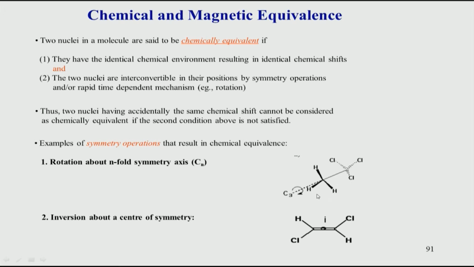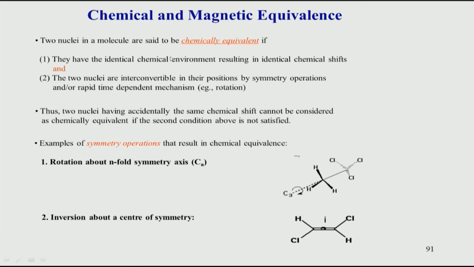One should distinguish here between two things. One is that two hydrogen atoms can accidentally, by chance, have the same chemical shift value. That does not mean they are chemically equivalent. When you say two hydrogen atoms are chemically equivalent, it means they have to satisfy both of these conditions, and that is why the word 'and' comes into the picture. They have to not only have the same chemical environment, at the same time they should be interconvertible in their positions by some kind of symmetry operation, such as a rotation around an axis or rotation around a bond and so on. Only when both of these conditions are satisfied, we consider that the two hydrogen atoms are chemically equivalent.